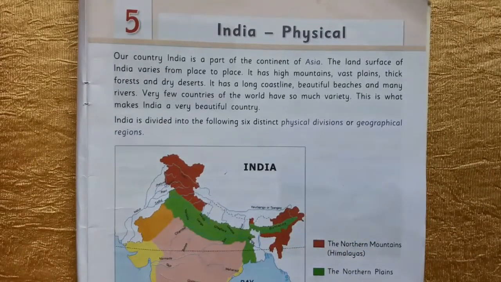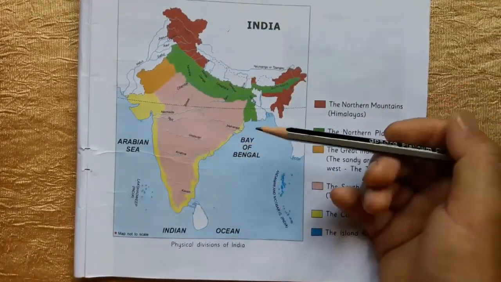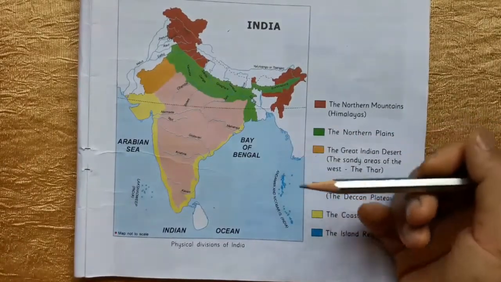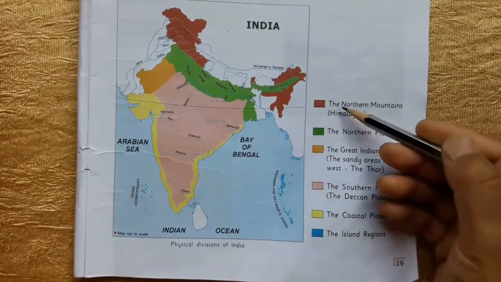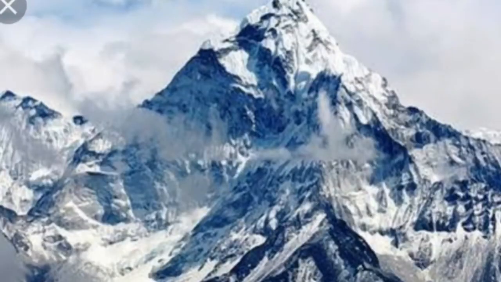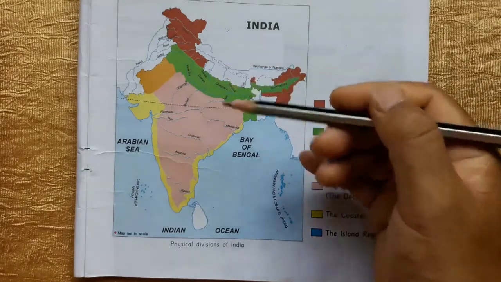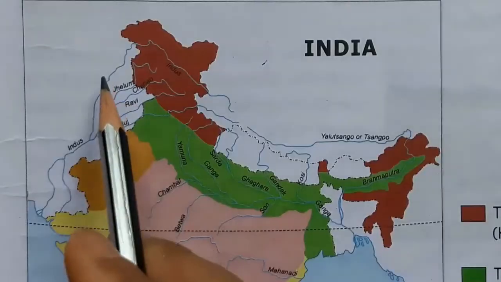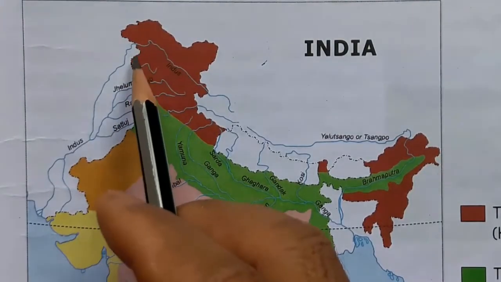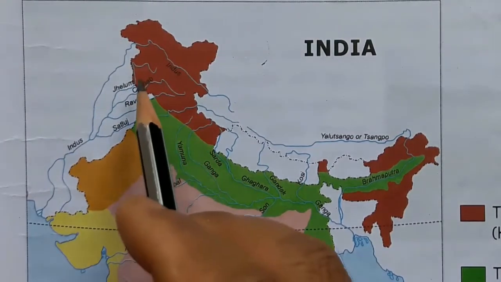Here we have the Indian map. First, the northern mountains, the Himalayas. First we will study the Himalayas. Where will you find the Himalayas? You will find the Himalayas in the northern part of India. The northern mountain region is given in dark brown color. You see this part.